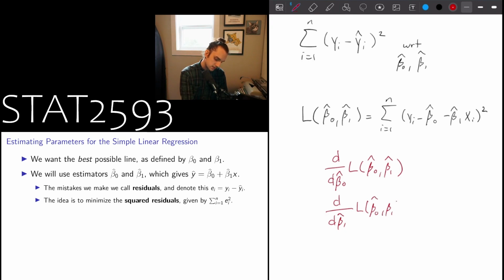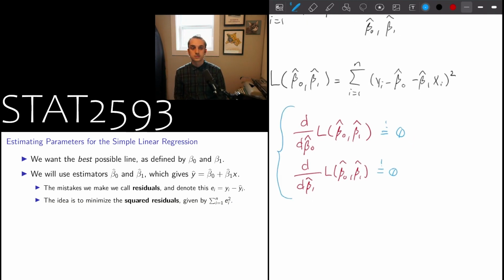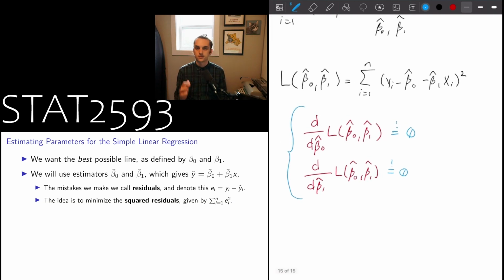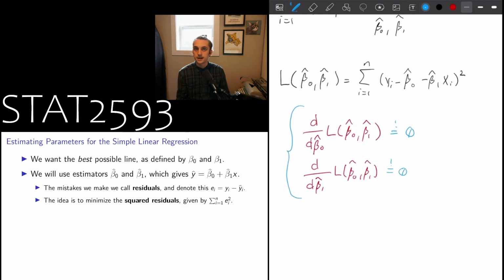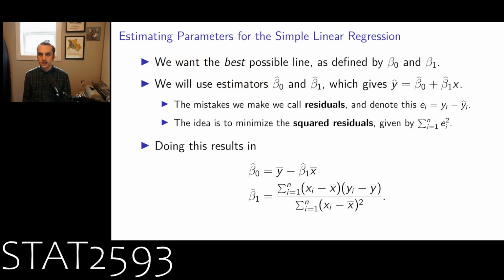And if we set both of these derivatives equal to 0 simultaneously, then solving this system of equations is going to result in equations that we can solve to get the estimates for beta 0 hat and beta 1 hat that minimize the squared residuals, right? And so if we actually do that, we can write down what the form of these estimators is going to be. And we see that we define beta 0 hat in reference to beta 1 hat, right? So we take the mean, y bar minus beta 1 hat times x bar.